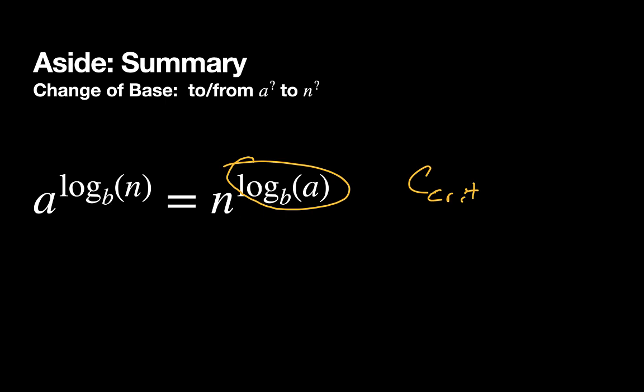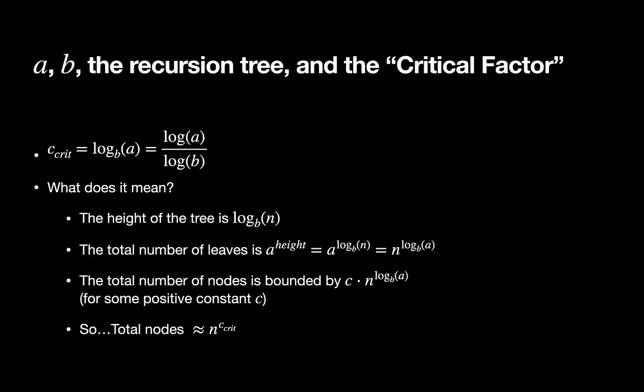Okay, let's get back to our recursion trees and this critical factor thing. So the critical factor is log base b of a, which we can find by taking the log of a, dividing it by the log of b. So what does it really mean?